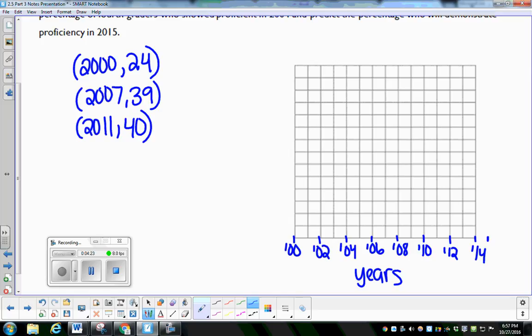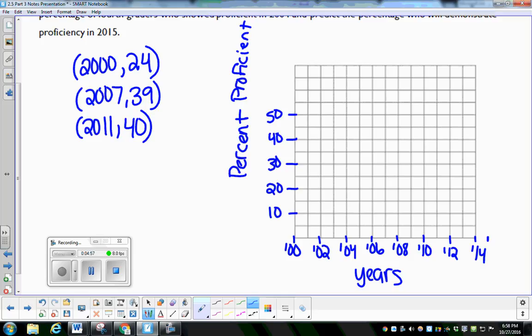So I've got my years on there, and then we're going to put the percent of fourth graders who are proficient on my y-axis. The highest percentage they gave me was 40%, so maybe I'll try to get up to 50% or so. If I go by 5, let's try this out here. This would be 10%, 20, 30, 40. That worked pretty well. I have some extra room, but that's all right.